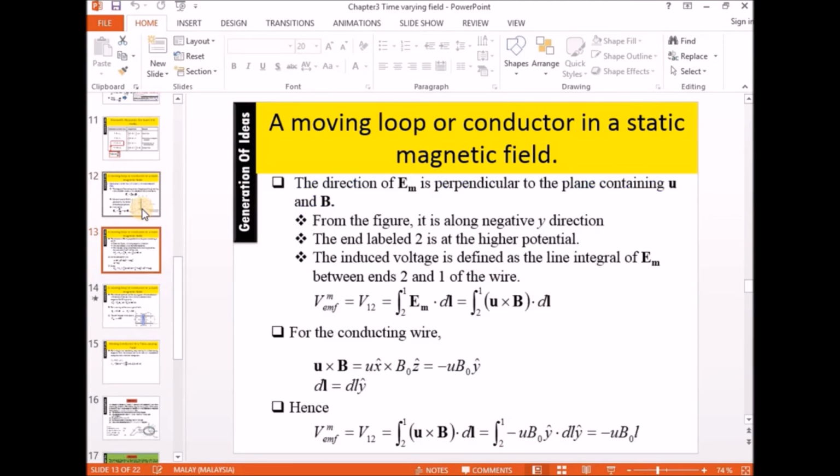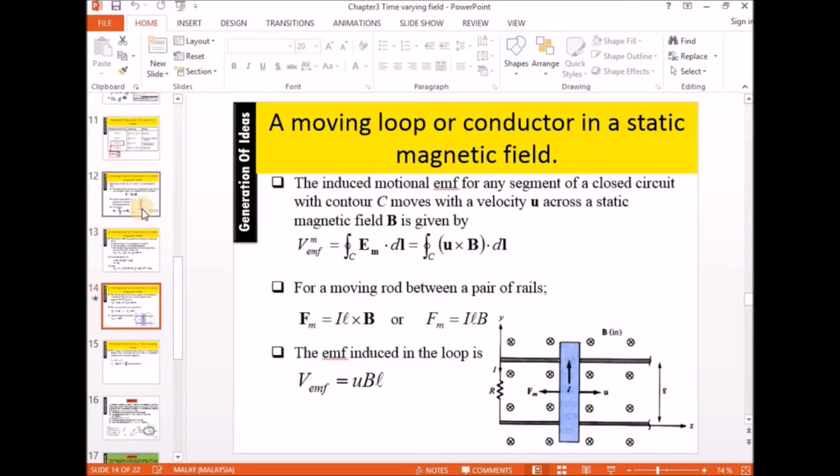finally, the motional EMF. Can you see the M? M stands for the motional EMF. So you integrate the U, how fast your loop is moving, cross product with the magnetic field, the constant magnetic field, and dl is here. This is about the motional EMF.